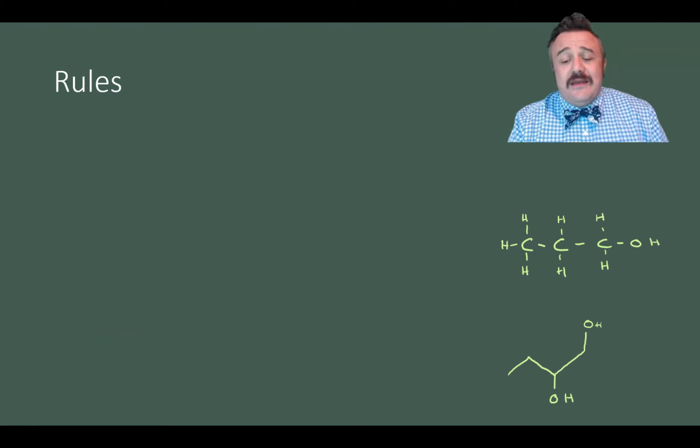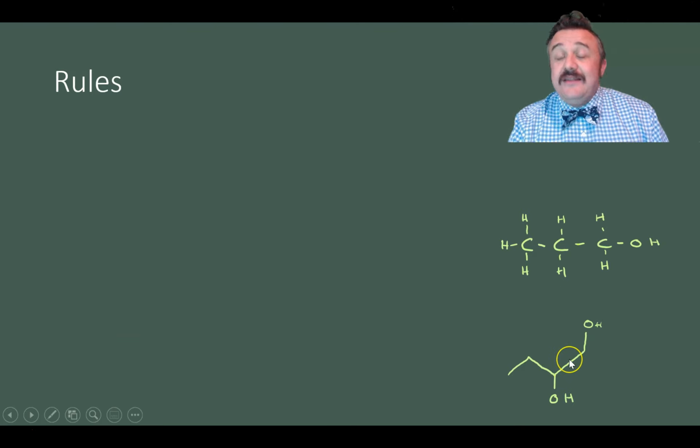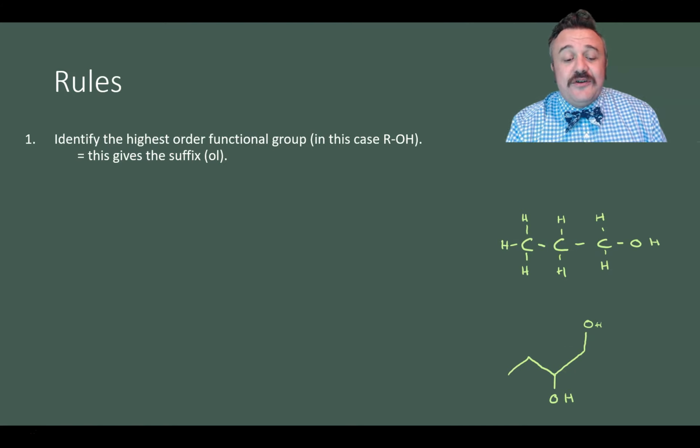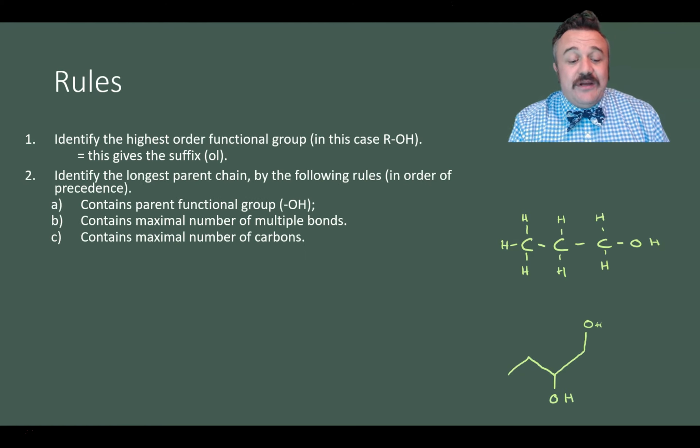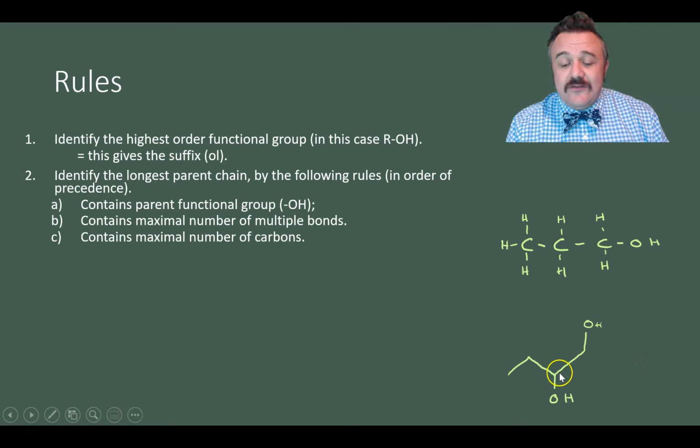So here we have an alcohol, and here we have another alcohol. Let's have a look at the rules for naming these. The first thing we want to do is identify the functional group. In this case, it's an OH, ROH, and it gives the suffix, which is ol. Then we identify the longest parent chain. In this one, it's 3. And in this one, it's 1, 2, 3, 4.